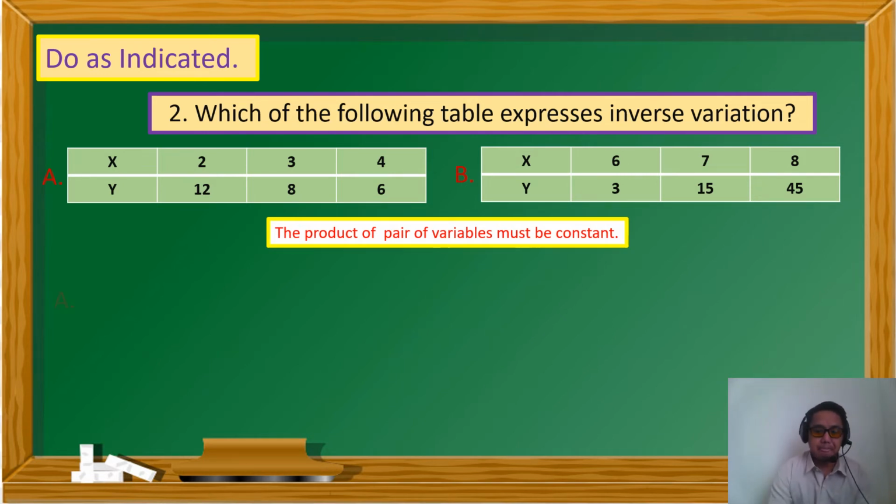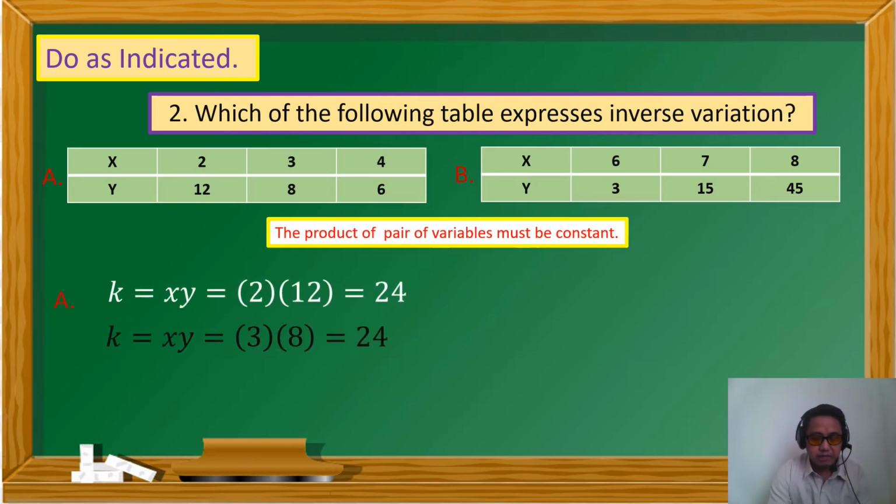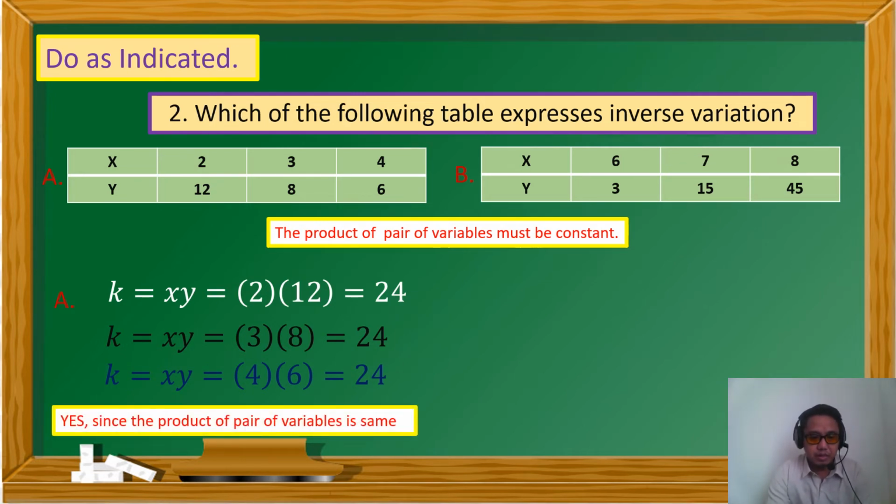They must all be the same. Okay, so in A, 2 times 12 is 24. Then we have 3 times 8, 24. Then 4 times 6 is 24. So yes, since the product of each pair of variables is the same, table A is inverse variation.